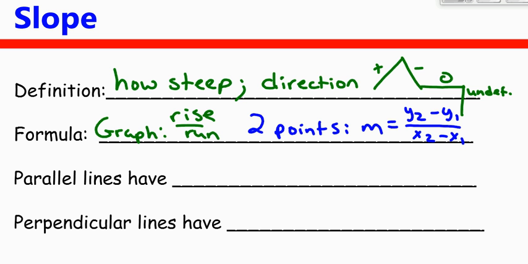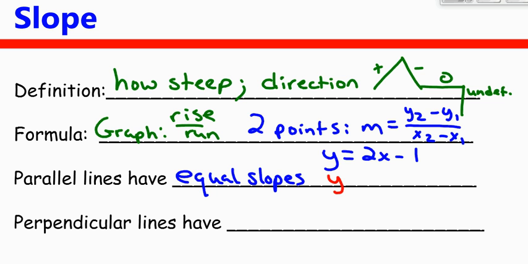Okay, parallel lines, we've talked about this previously in the unit. Parallel lines have equal slopes. So for example, I'm going to write an equation of a line in slope-intercept form, so y equals 2x minus 1. A line that is parallel to that would have to have the same slope, so it would be y equals 2x, and then it just has to have a different y-intercept, so I'll put 4. So since they have the same slope, they are parallel.